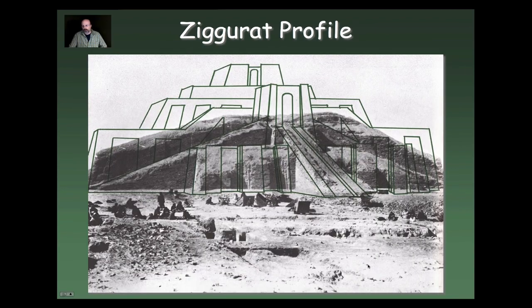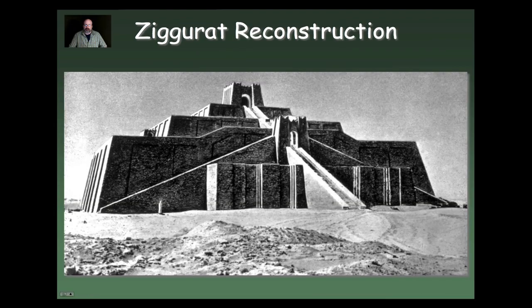Here's what it might have looked like if it was reconstructed. You can see the outline in green. And this actually was a photograph of this structure from about the 1920s. If we were to look at it from an artist's perspective, this is what it may have looked like when it was actually finished. So it would have been a fairly large and impressive structure.